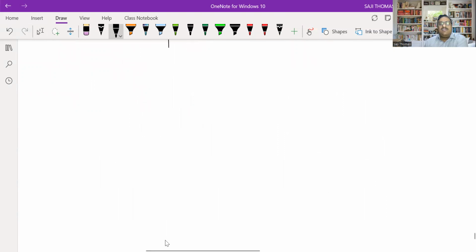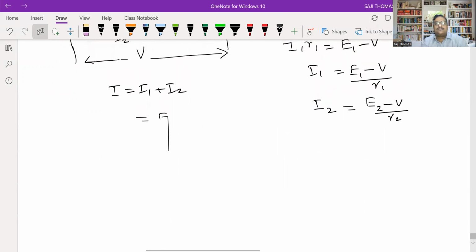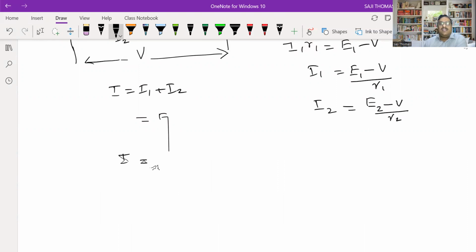I1 is (E1 minus V) divided by R1. I equals I1 plus I2. What is I1? I1 is (E1 minus V) by R1 plus (E2 minus V) by R2.